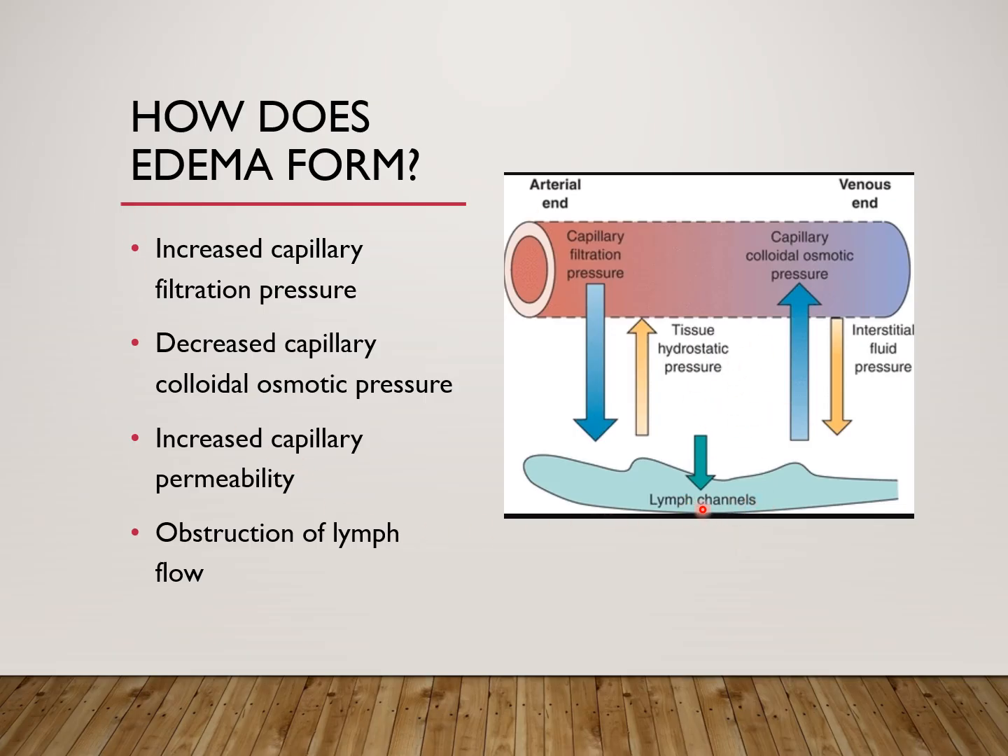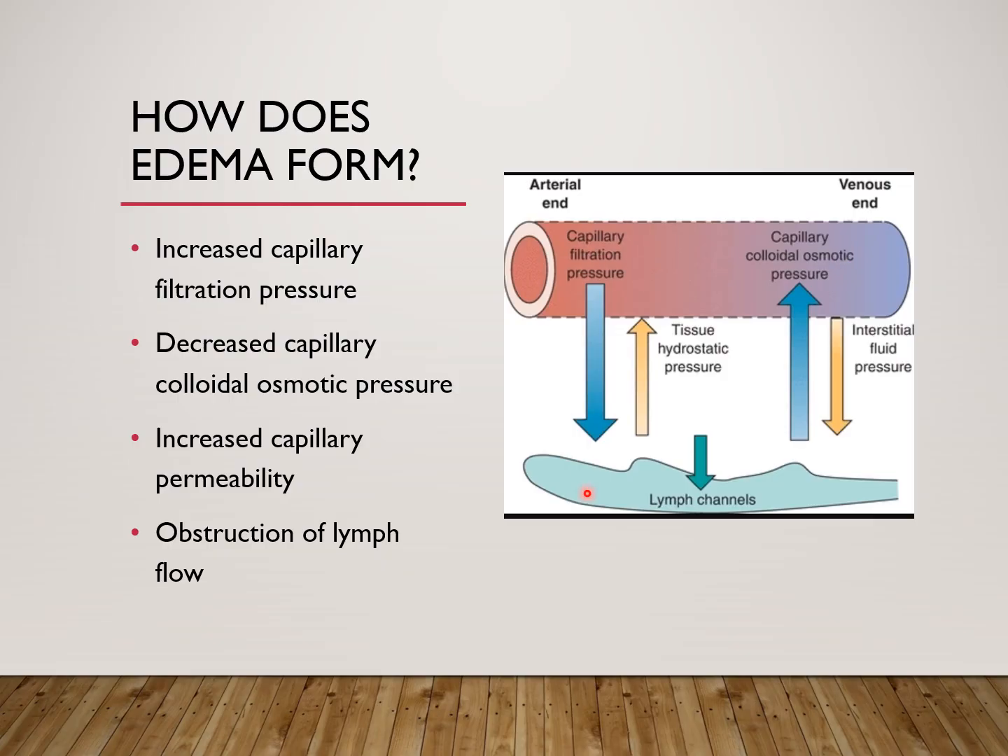So how does edema form? Well, if we get an increased capillary filtration pressure, so you see that capillary filtration pressure here, that's a pressure that pushes fluid out of the capillary bed. If that pressure were to increase, we would get a net movement of fluid outside of the capillary. So again, that's things like maybe an increase in arterial or venous pressure would increase the overall pressure in the capillary, pushing fluid out.